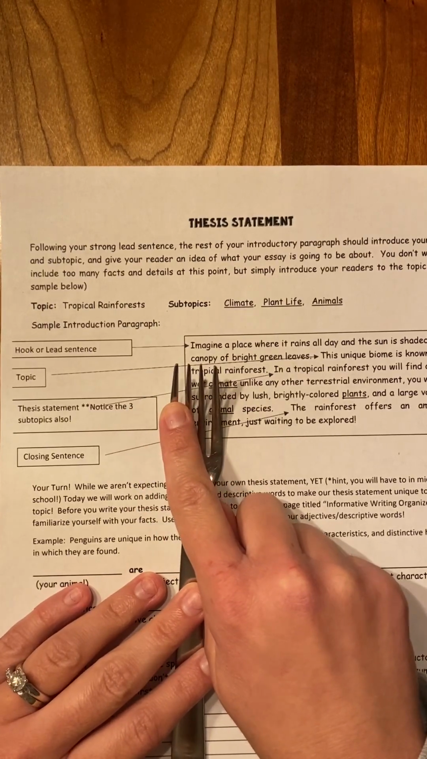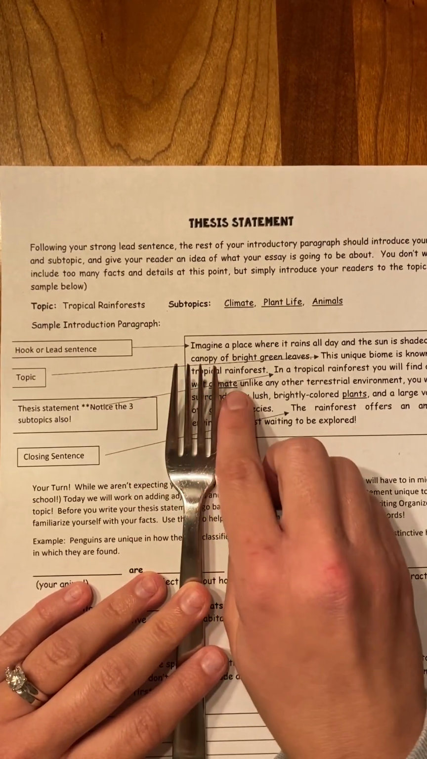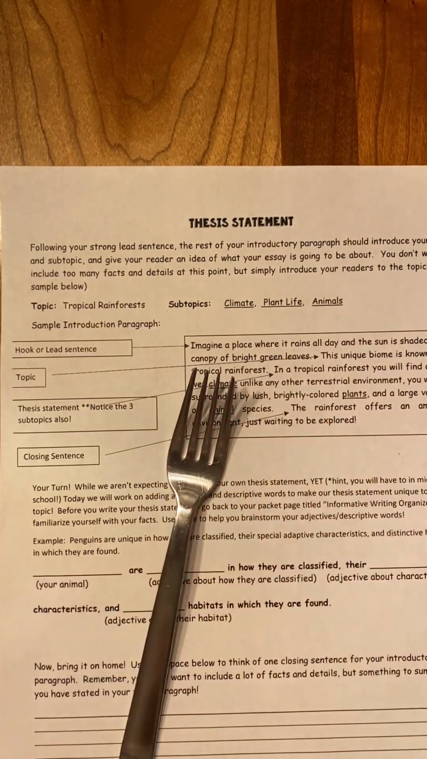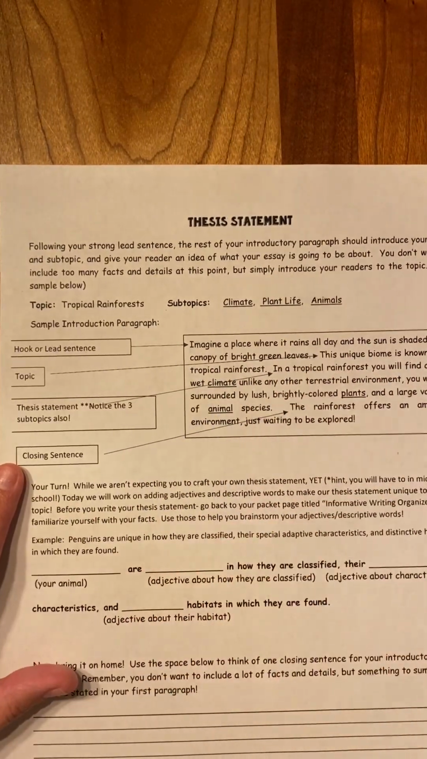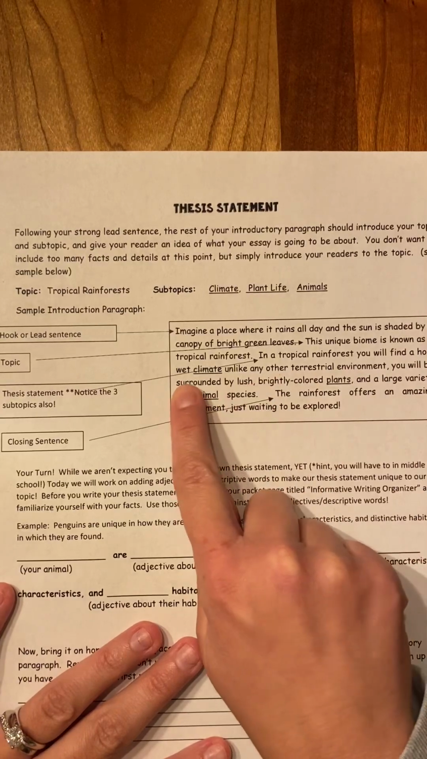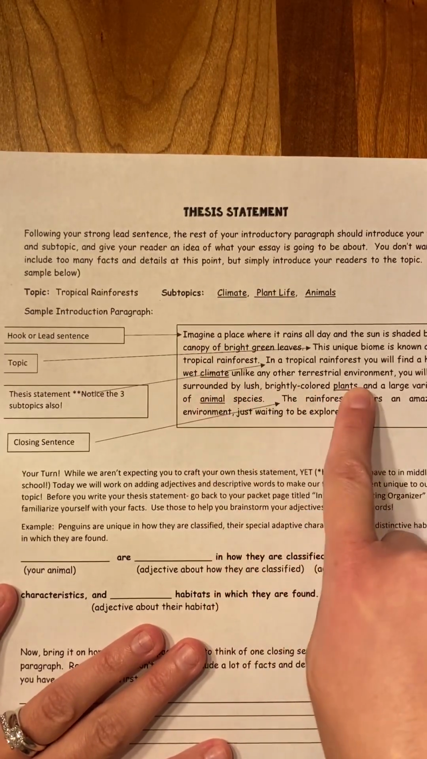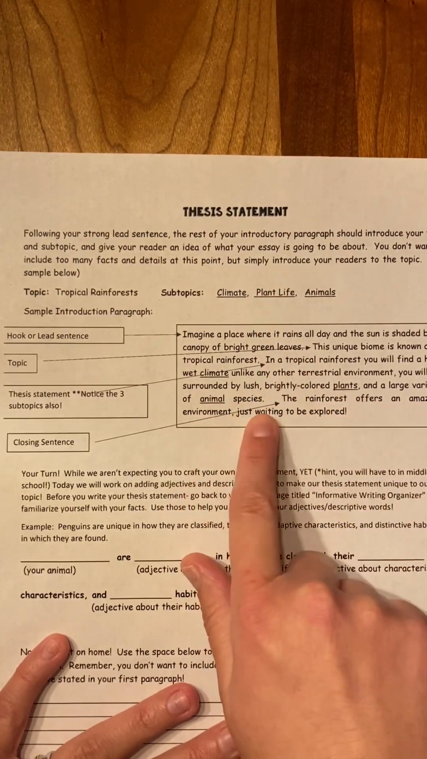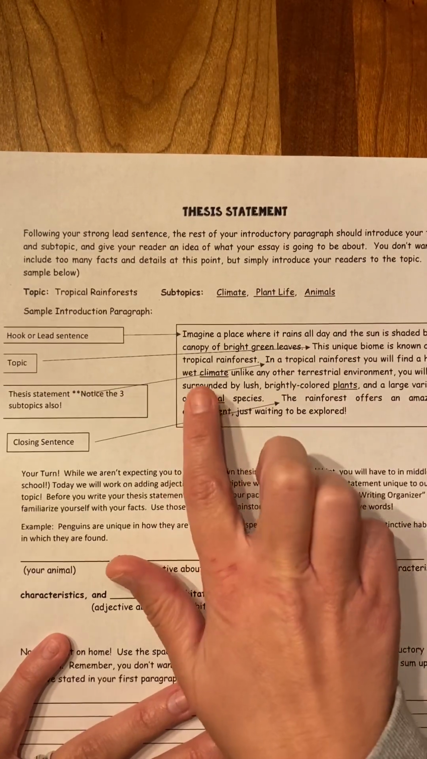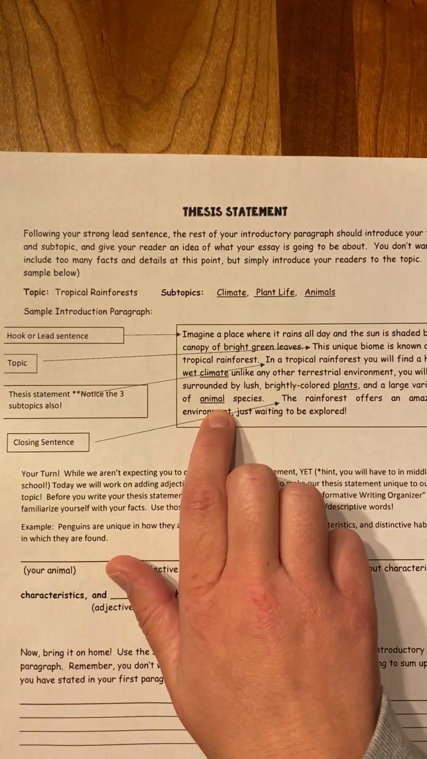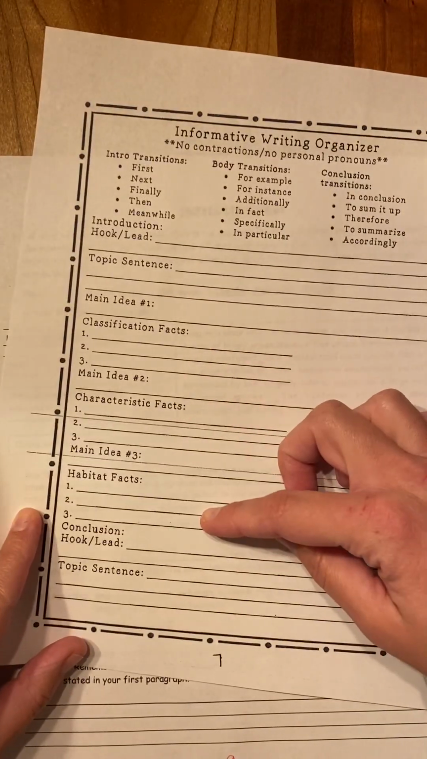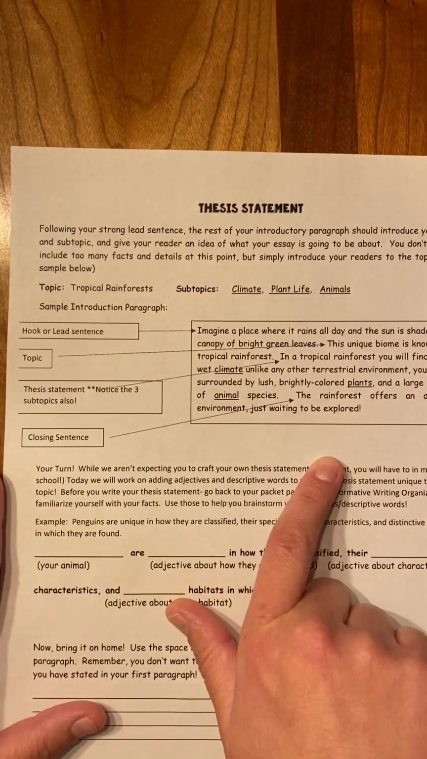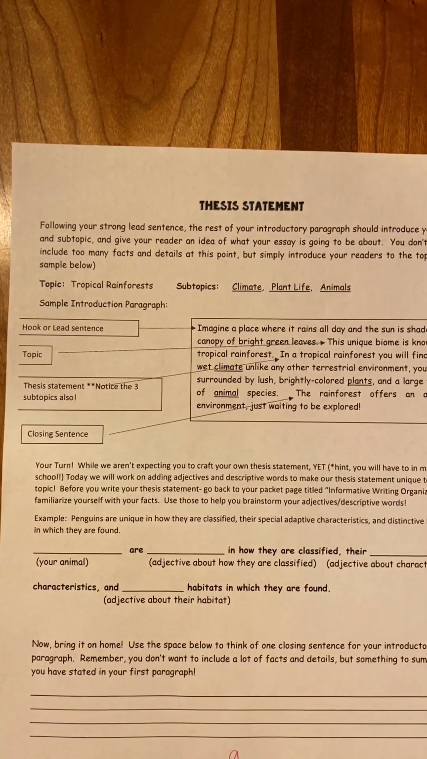So when we talk about a thesis statement, we talk about a 3-pronged thesis statement, much like a fork, that allows the reader to really understand in general what our topic and our paper is on, right? In 1 sentence, just like we have 1 fork. Okay, so here we go. In a tropical rainforest, you will find a hot, wet climate. Unlike any other terrestrial environment, you'll be surrounded by lush, brightly colored plants and a large variety of animal species. So not only is it important that you include your 3 subtopics, which for us is classification, characteristics, and habitat, but also that you do it in the correct order. Okay, and then you're just going to add a little wrap-up sentence that sums up your introductory paragraph.